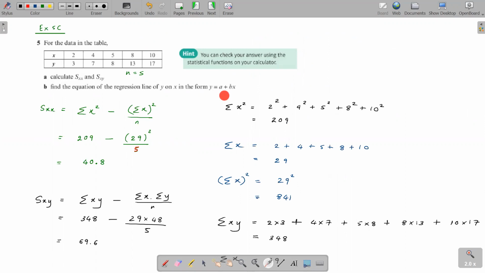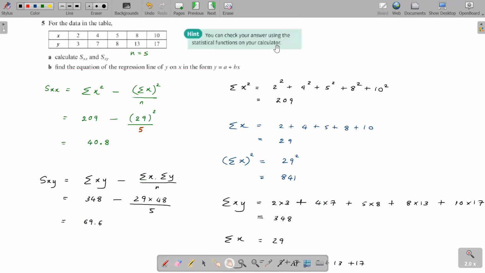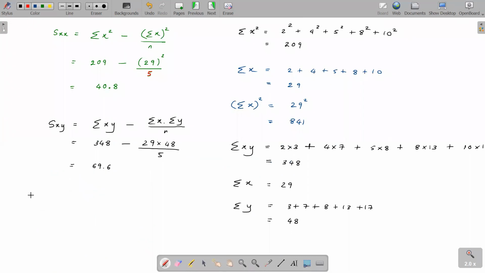So to get the regression line, what do you need? You need the intercept and the gradient. So how do you get the intercept and gradient? It's given to you here. The b and a value calculation is very clearly given to you. So b is found as Sxy over Sxx. Let's do that, guys. Moving on to part B, the gradient b is Sxy over Sxx.